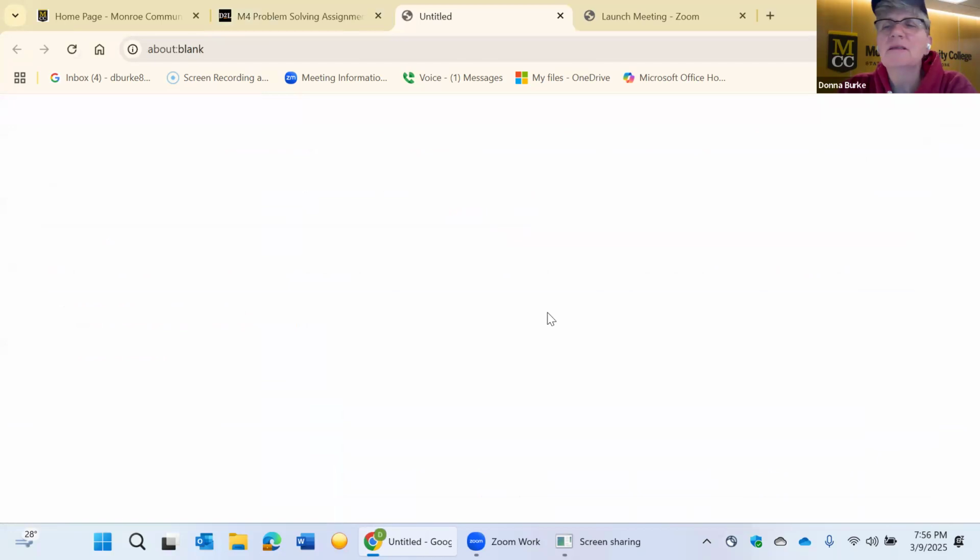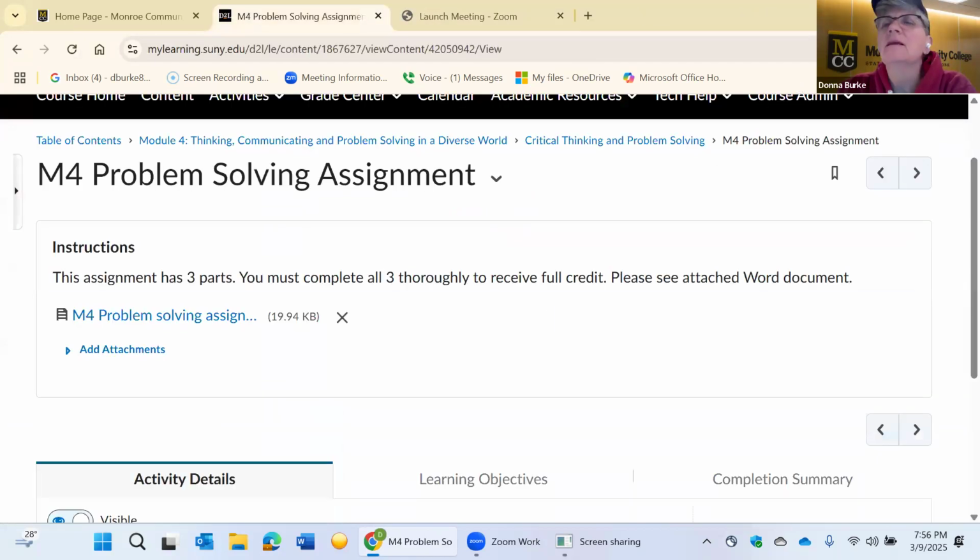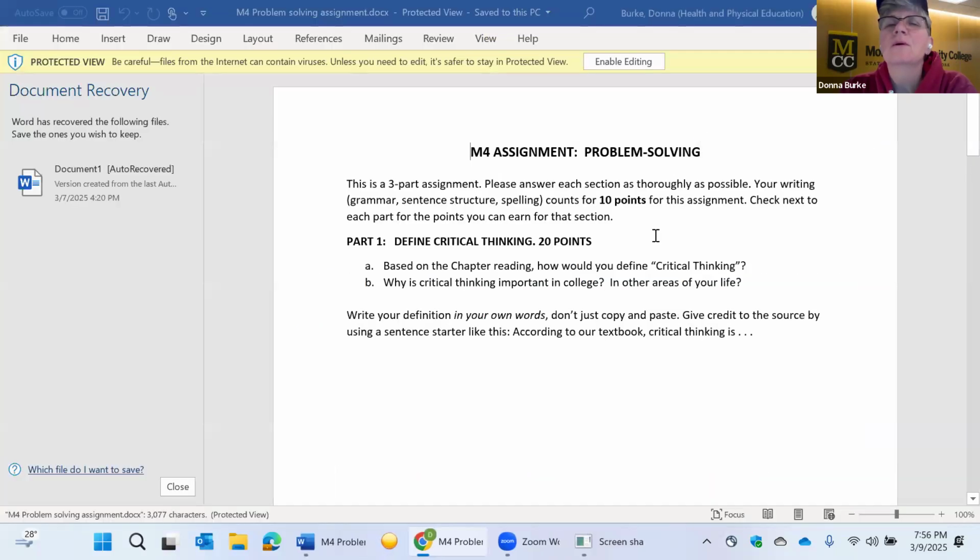You're going to open it up. It is in a Word document, and you should also be able to get it from Google Docs. It's going to take a second for it to open on my computer. Sorry about that. It's a 3-part problem solving assignment.